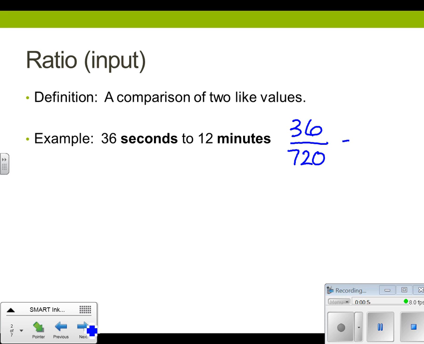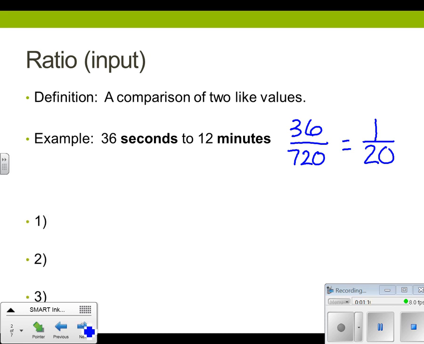We also know that we can reduce this. We can divide both 36 and 720 by 36. 36 divided by 36 is 1. 720 divided by 36 gives you 20. So we're looking at a ratio of 1 to 20.